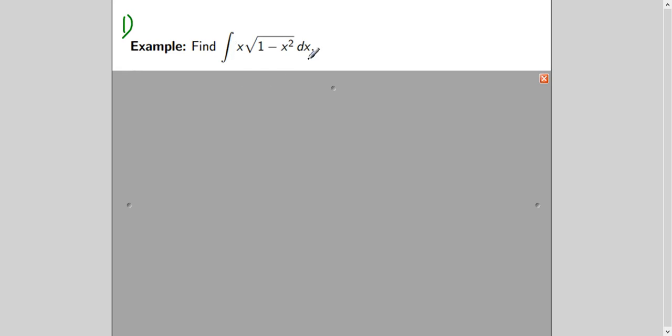Suppose this function is given to you and you have to integrate it: x multiplied by root 1 minus x square. In the integration by substitution method, most of the time what you have to substitute is given to you. For example, here u is equal to 1 minus x square, right? If I differentiate u with respect to x, it will be 0 minus 2x. Agreed?